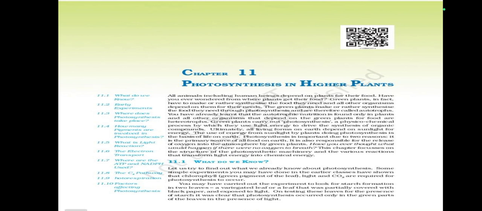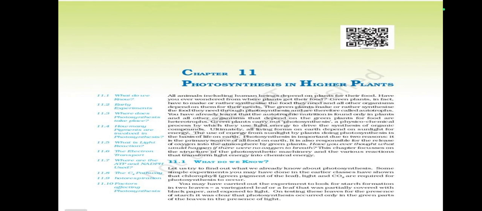The green plants synthesize the food they need through photosynthesis and are therefore called autotrophs. You have already learned that the phototrophic nutrition is found only in plants, and all other organisms that depend on the green plants for food are heterotrophs. Green plants carry out photosynthesis, a physico-chemical process by which they use light energy to drive the synthesis of organic compounds. Ultimately, all living forms on Earth depend on sunlight for energy.